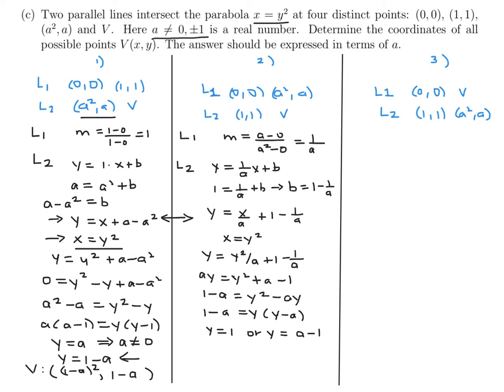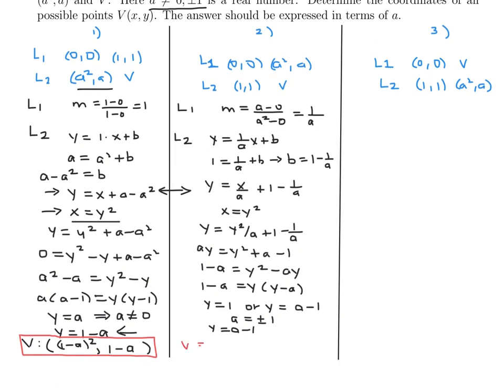Okay, so since we have this restriction that a cannot be equal to plus or minus 1, that means that y can only be a minus 1 in this case. So that means our only coordinate for v this time, this was the previous one right here, and this time we have v is equal to x, y, so y I have set as a minus 1, and then x is y squared, so a minus 1 squared. Okay. All right, that's pretty good.